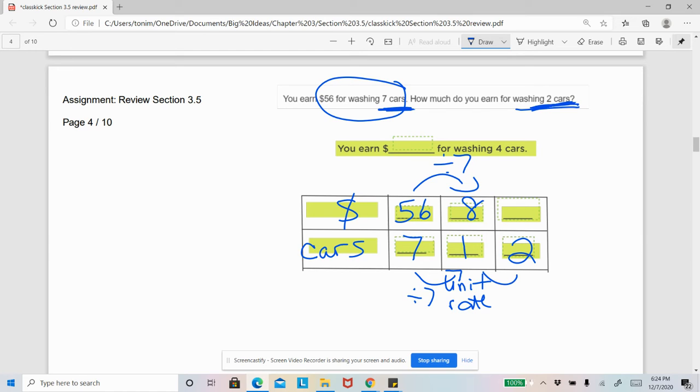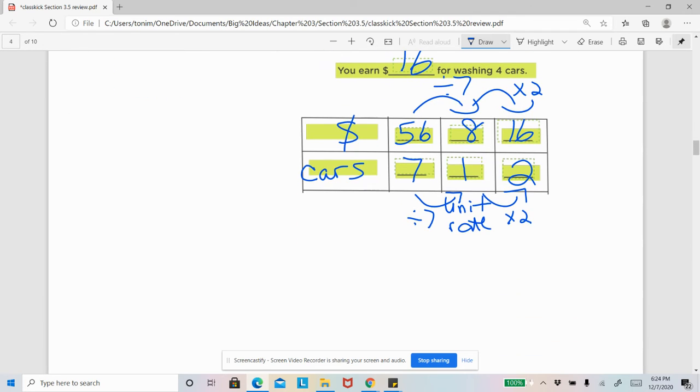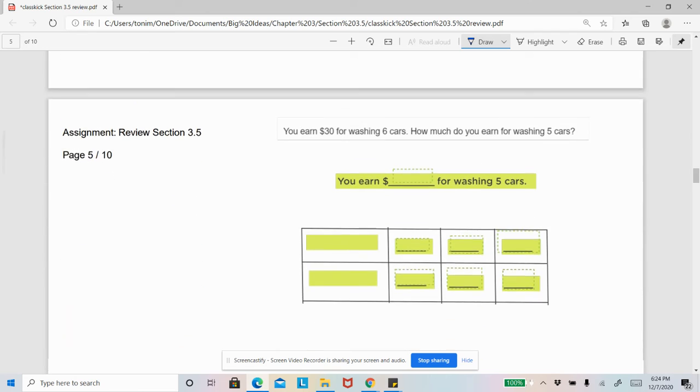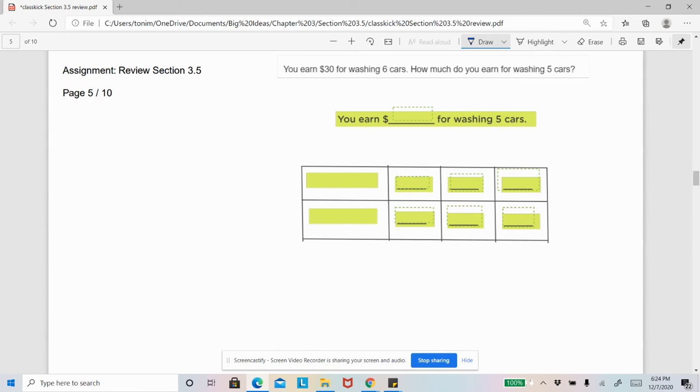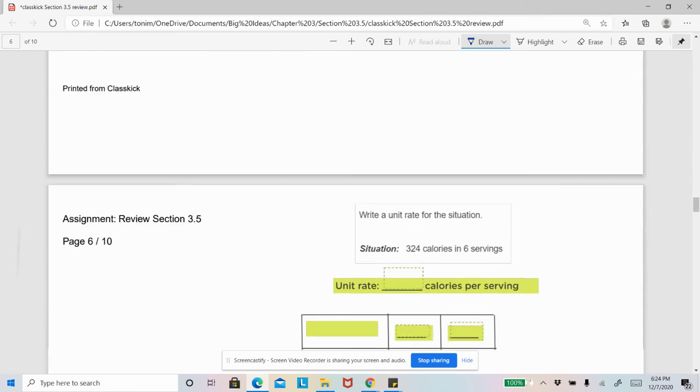So now we can go back up and times it by 2, and then 8 times 2, which is 16. And it just so happens to be 16 again. It doesn't always, your answer is not always 16. Okay, so let's see what our next question is. Not 5. 5 you're going to do on your own. We're going to go to 6.